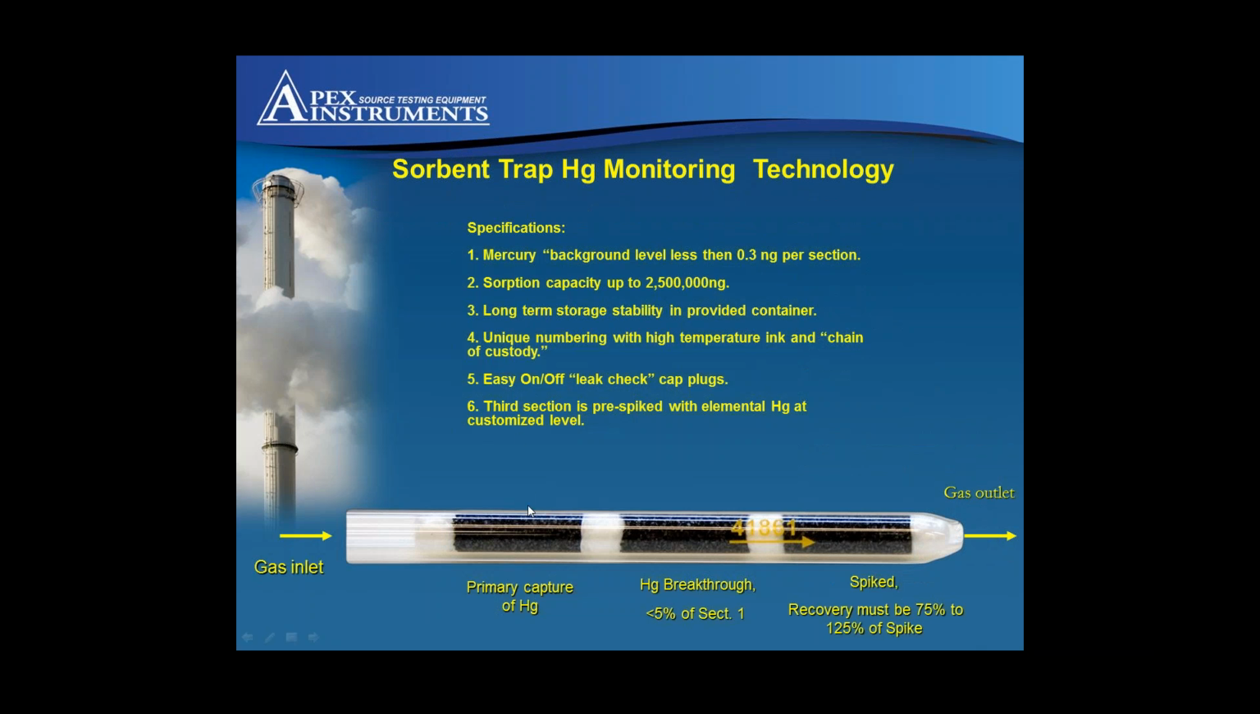The traps themselves, the mercury that we'll see in the stack, we capture on this first bed of carbon. This second bed is analysed for breakthrough, and the QA/QC procedures from the standard dictate that it has to be less than 5% of section 1. This third section, again, it's a QA/QC check. So this is spiked to an amount of mercury that we'll see within the stack. And so now the spike recovery must adhere to what's required by the standard. So that's what a PS12B trap will look for.